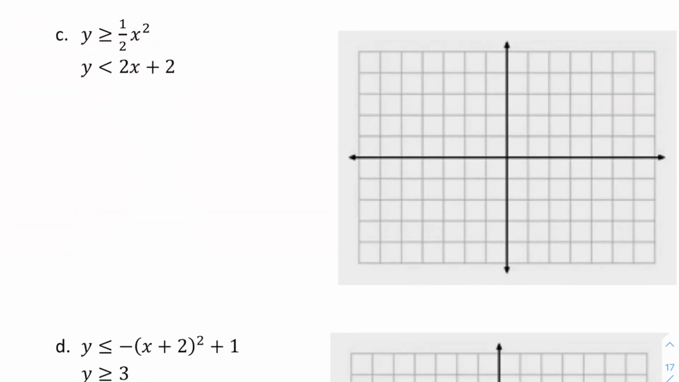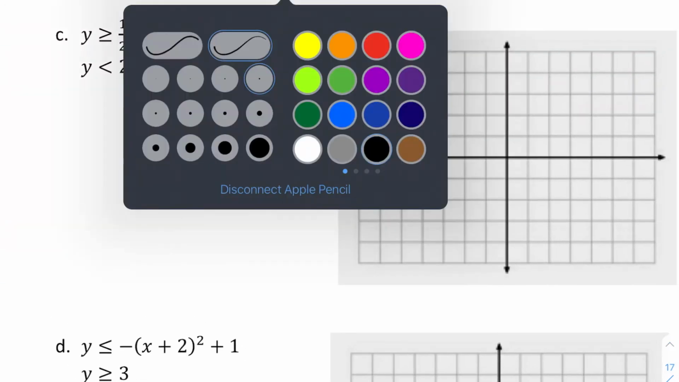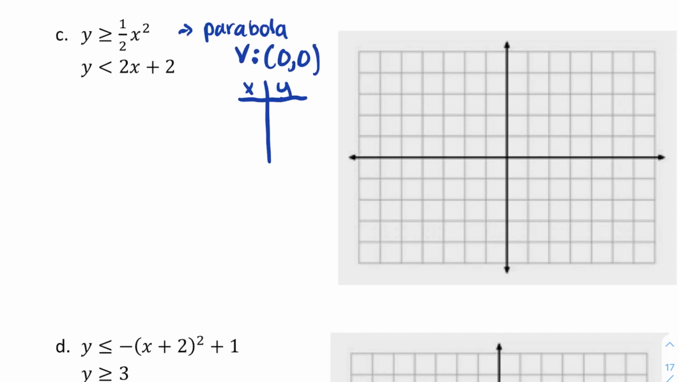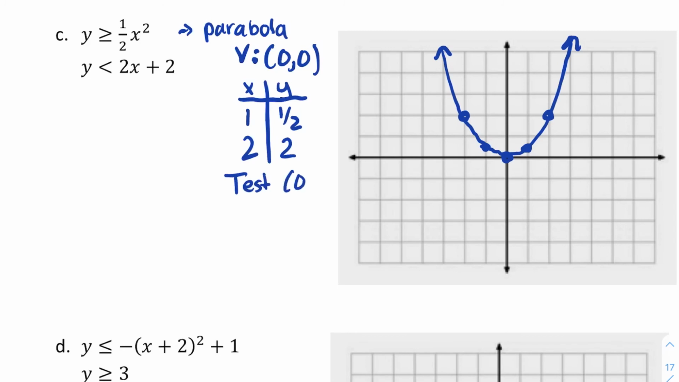Let's do a nonlinear one. So if you think about the first one, my boundary is the parabola y equals 1/2 x squared. So that's not translated left, right, up, or down, so its vertex is going to be at 0, 0. Let me get some additional points by picking some x values and plugging them in. So if I plug in 1, I get 1/2. If I plug in 2, I get 2. Let's reflect those over my axis of symmetry, and it is an or equal to, so I'll use a solid line.